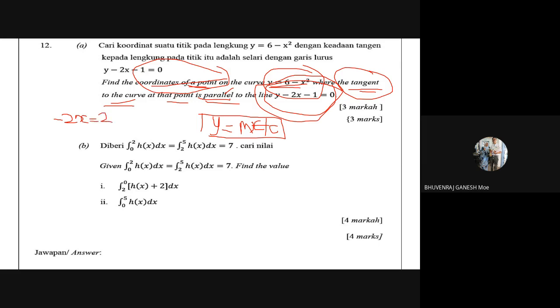Can you understand this, guys? Boleh faham tak macam mana saya dapat yang ni? Sebab tangent dan garis ini adalah selari antara satu sama lain. They are parallel to each other. That's why I can make this equation over here. Okay, so if you solve, you will get x equals negative 1. So macam mana nak cari coordinate sekarang guys? Kamu ada x sama dengan negatif 1. Negatif 1 ni nak gantikan kat mana? Where do I substitute this x equals negative 1? Yes, very good. Dalam persamaan lengkung in the y over here.